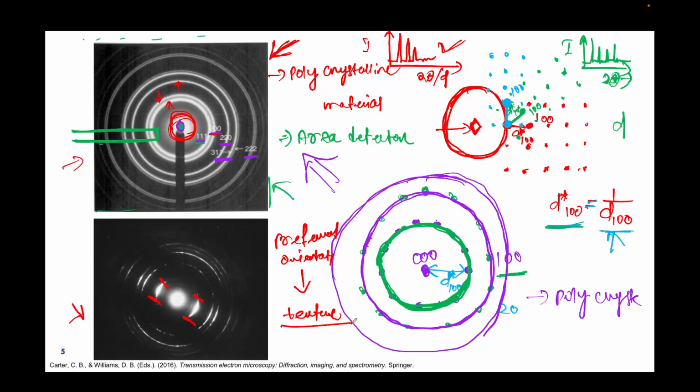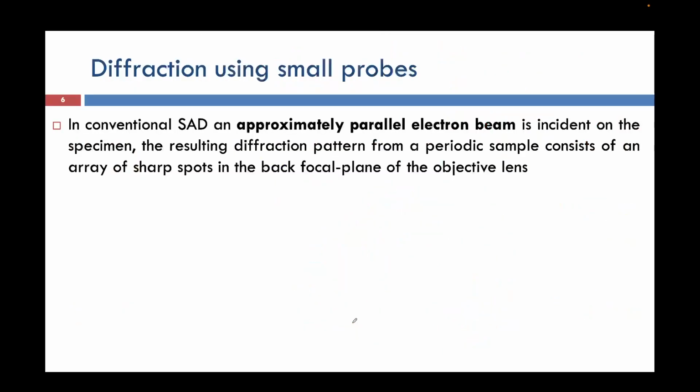Okay, so these are the three different types of diffraction patterns which we always see when we put our sample in a TEM chamber. Now we will go through that diffraction using a small probe. In a conventional transmission electron microscope, when we try to get the electron diffraction pattern, our electron beam is always almost parallel. Why is it almost parallel? We will derive it now.